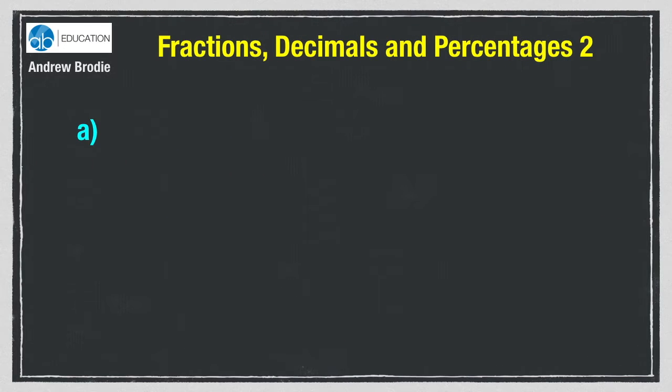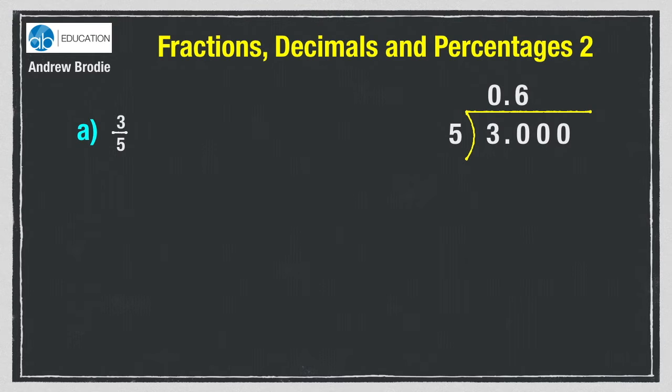Here are the answers. Question A needs the numerator 3 to be divided by the denominator 5. 5 into 3 won't go, so put a 0 on the answer line, followed by a decimal point. 5 into 30 goes 6 times exactly, so we've finished, and we don't need those other zeros. So the decimal is 0.6, and multiplied by 100 to get 60%.